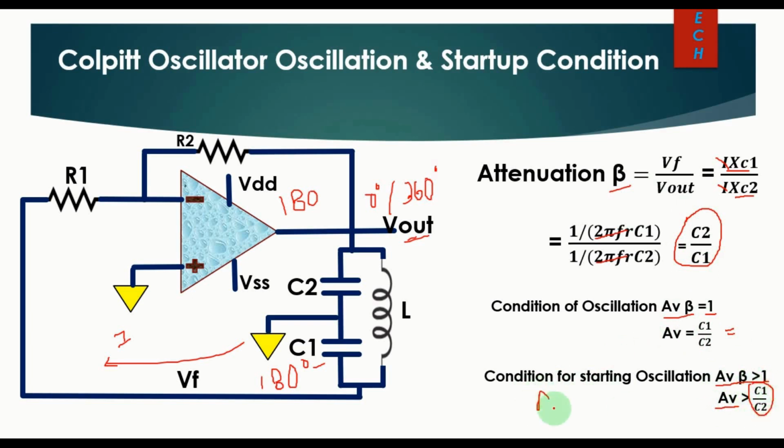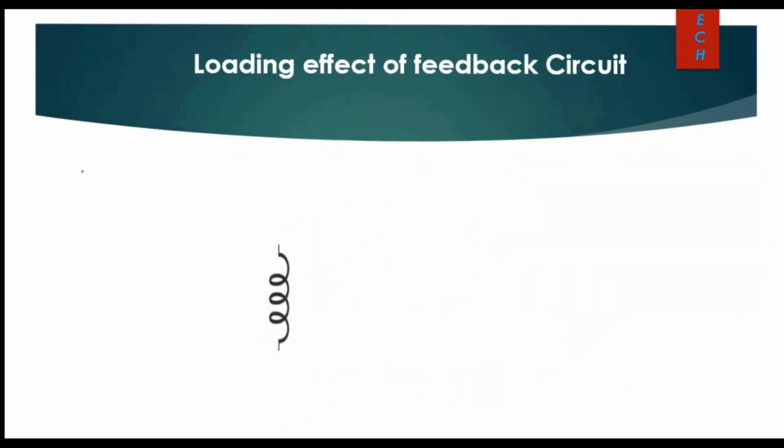And what is your Av? Your Av for an inverting amplifier is minus R2 divided by R1. So this is Av, R2 divided by R1 for the inverting amplifier. The ratio R2 divided by R1 should be slightly greater than the ratio C1 divided by C2 to start the oscillator, right?